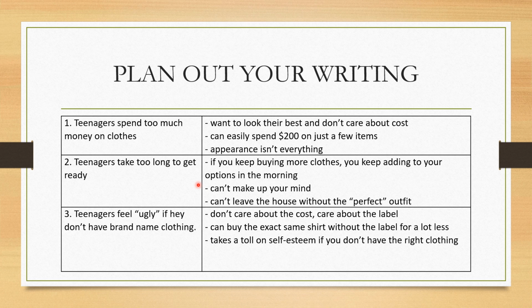So for point 2, I can expand on teenagers take too long to get ready with some more facts. If you keep buying more clothes, you keep adding to your options in the morning. This causes you not to make up your mind. And some people can't leave the house without the perfect outfit. And then point number 3, I have teenagers feel ugly if they don't have brand name clothing. To expand on this, they don't care about the cost, they care about the label. Can buy the exact same shirt without the label for a lot less, and takes a toll on self-esteem if you don't have the right clothing. Okay, so here's just some points that the student was making before they wrote their final draft.